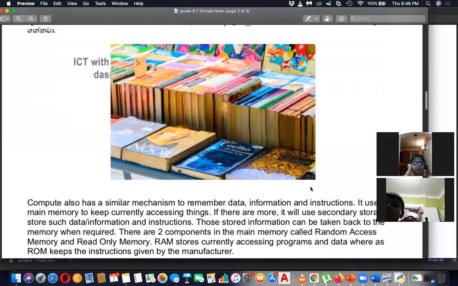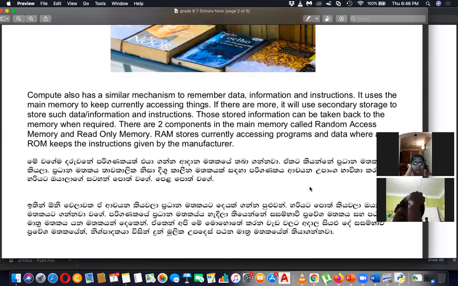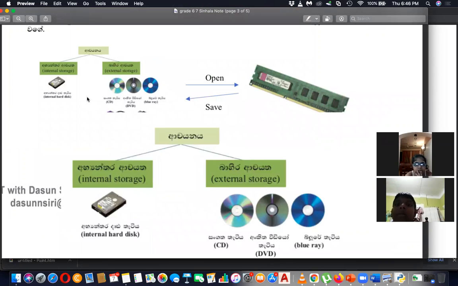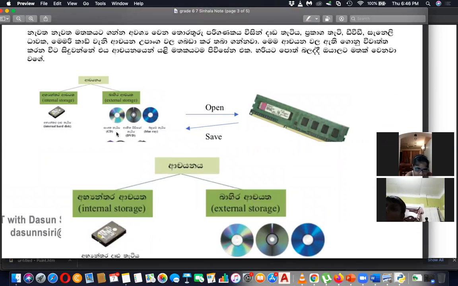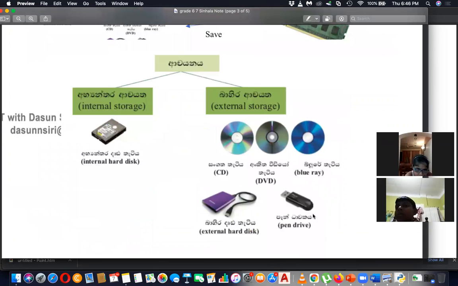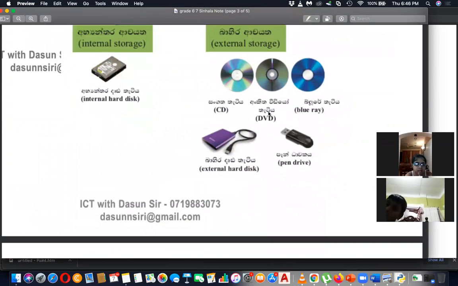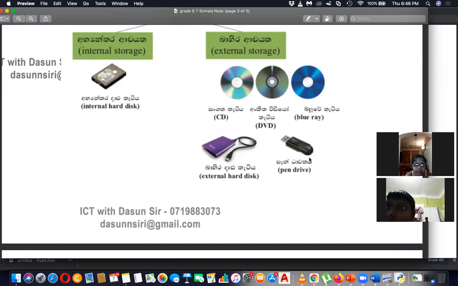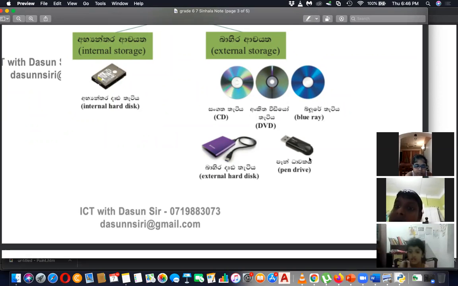That is what the computer does, and that is why computers use storage, because the main memory is limited. So it uses these kinds of memories like hard disk, CD, DVD, pen drives to remember things. These are called storage devices: hard disk, CD, DVD, Blu-ray, external hard disk, pen drive. Why? To save things.